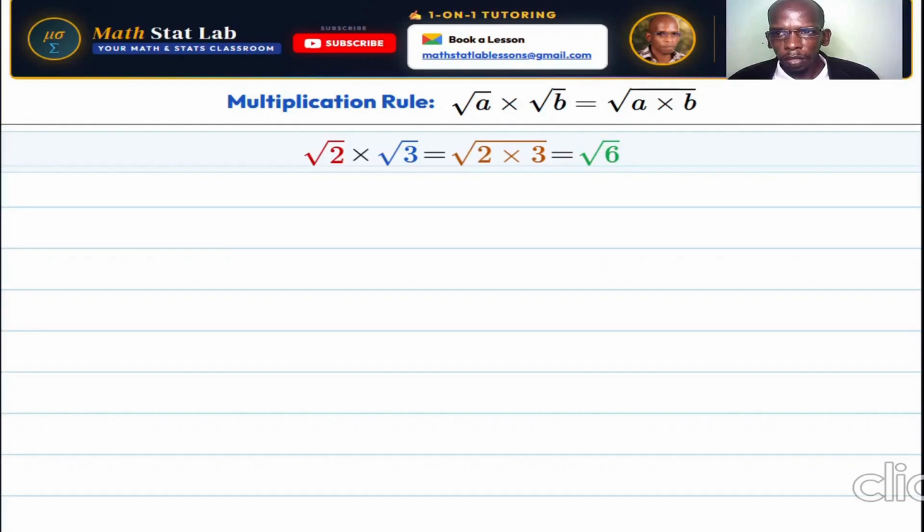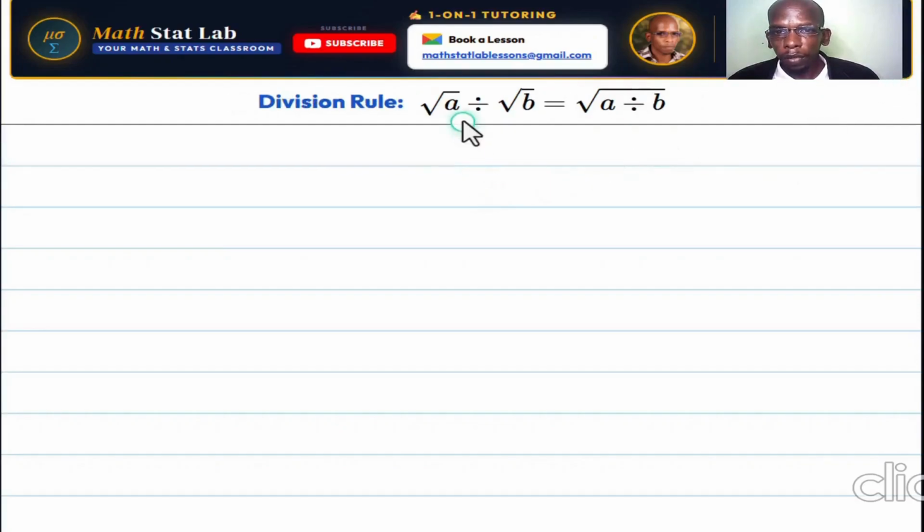The next one is the division rule. And the division rule says if we have the root of a, assuming it's a surd, divided by the root of b, assuming it's also a surd, it's just the same as saying a divided by b, then we put the root. Let's try it with an example.